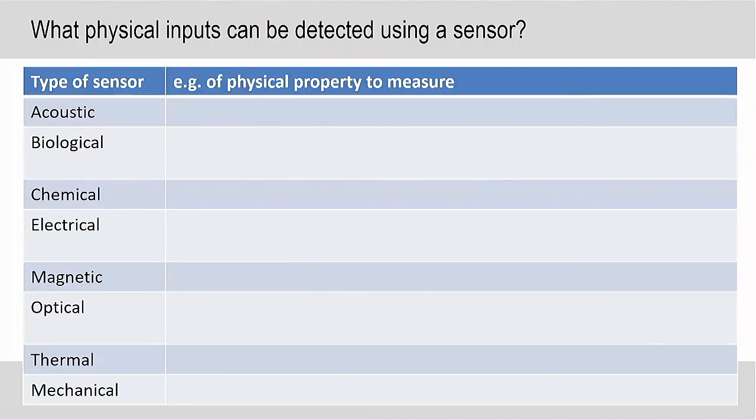Are you guys thinking of some examples? What's the difference between biological and chemical? So think about cell counts and cells.